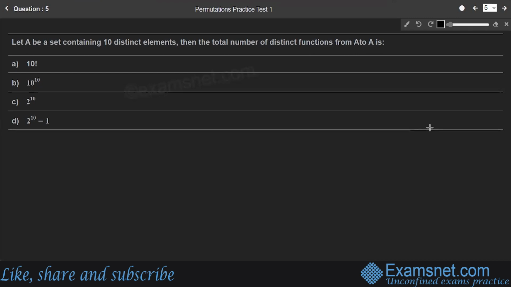Question number 5. Let A be a set containing 10 distinct elements. Then the total number of distinct functions from A to A. So we'll consider set A here. It contains 10 distinct elements. Let A1 be the first element, A2 the second element, A3 the third element, and so on up to A10. These are the elements of set A.